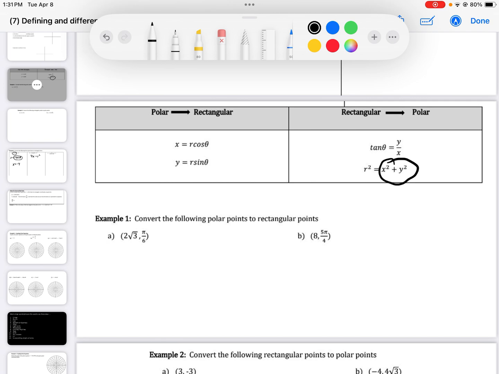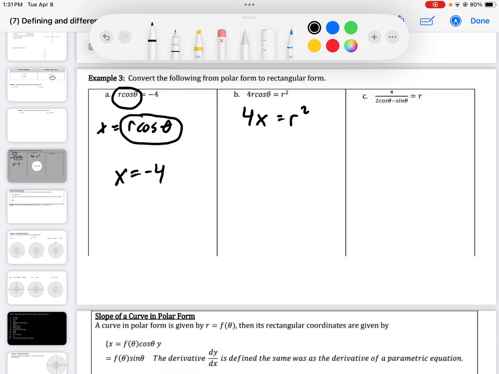And the other thing I need to remember is that r squared is equal to x squared plus y squared. So I'm going to replace the r squared with x squared plus y squared. And from here, technically it's in rectangular form, but I'm going to just solve it, make it look a little more familiar. So what I would do here is I would subtract 4x from both sides, plus y squared. And what I want to do is I'm going to complete this square with this x part.